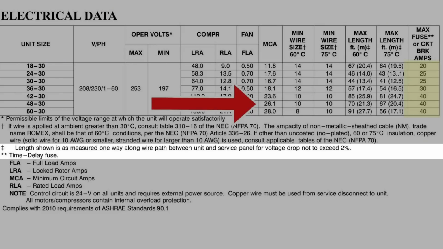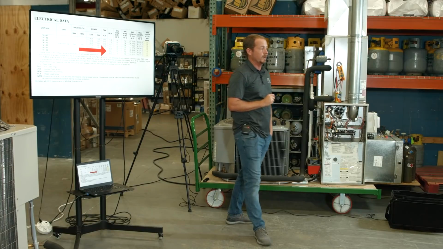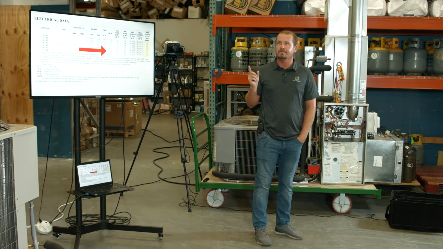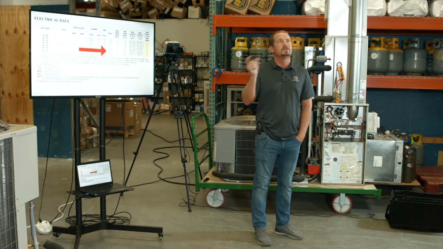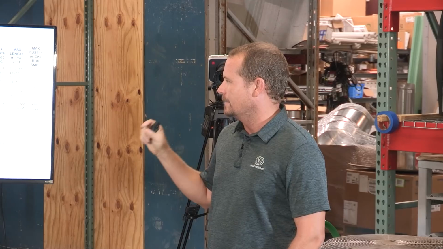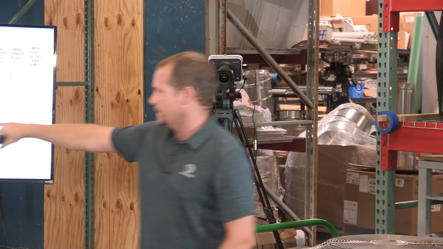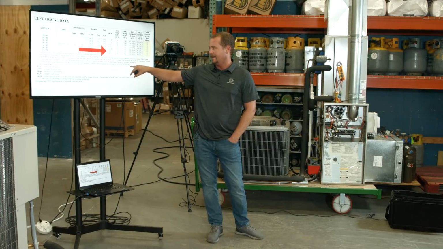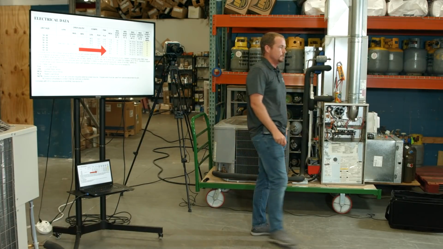Oh, here, it actually even describes, length shown is as measured one way along the wire path between the unit and the service panel for voltage drop not to exceed 2%. So they're trying to ensure that you're not going to exceed 2%. It's actually 4% overall, I think, or maybe it's 3 and 2, something like that. It might be 5, but they're saying between the service panel and the appliance not to exceed that in order to keep your voltage drop 2% or less.